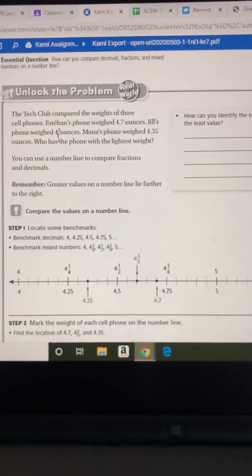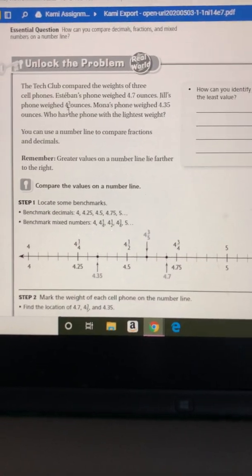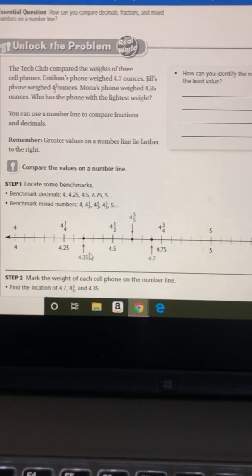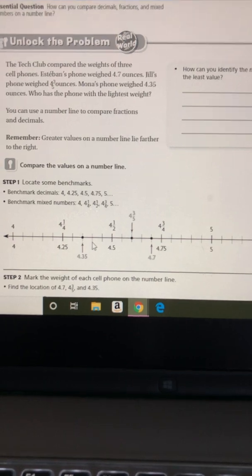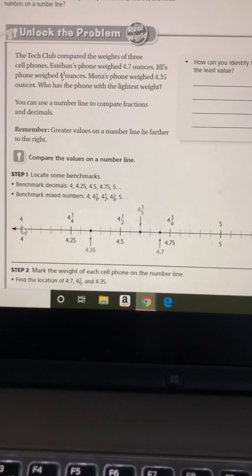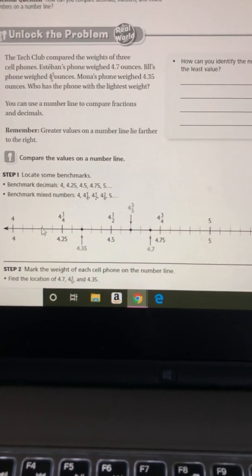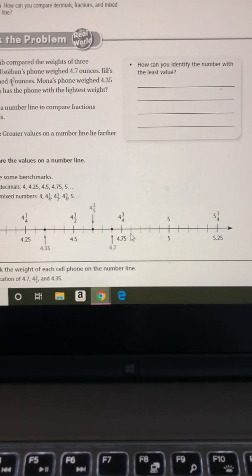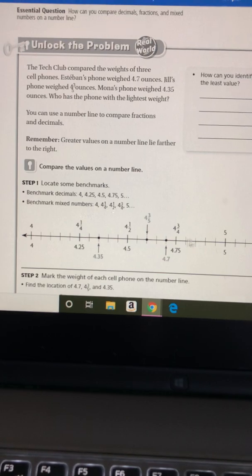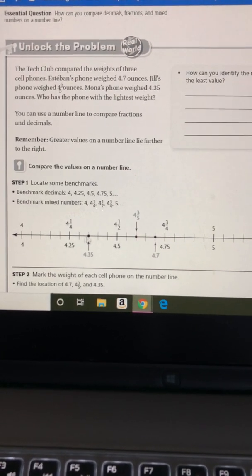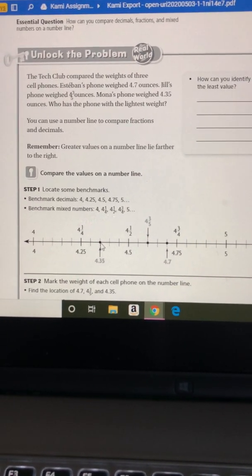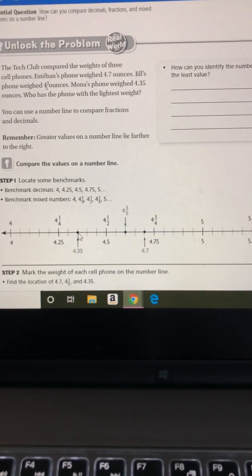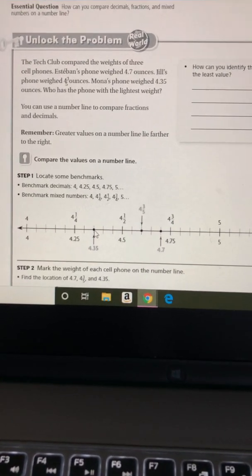In my opinion, you can use the number line. It's more of a visual for you, where you can see that the closer you are to the 4, the smaller or the lighter the phone is. The further to the right you go, you are increasing in value. However, you're not always going to have a number line. So I want to make sure that I show you the actual computation and the arithmetic behind it so you can solve this without a number line.